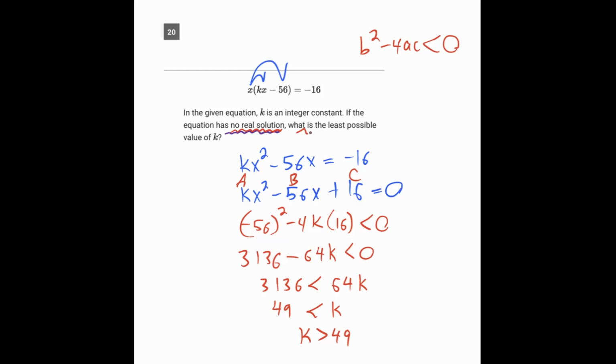So what is the smallest, the least possible value of k? If it is an integer, well, it can't be 49 because it's greater than 49, so it needs to be 50, and that's our answer.